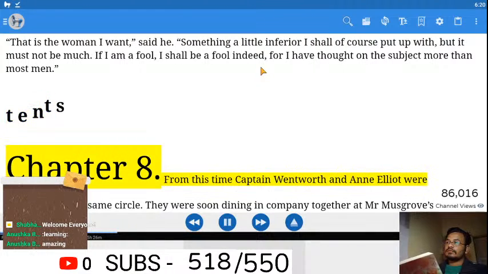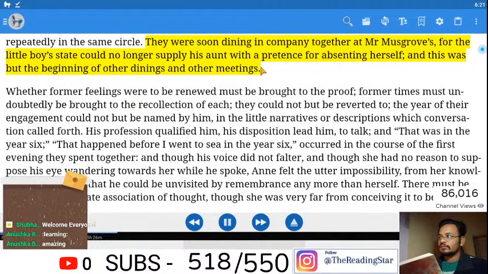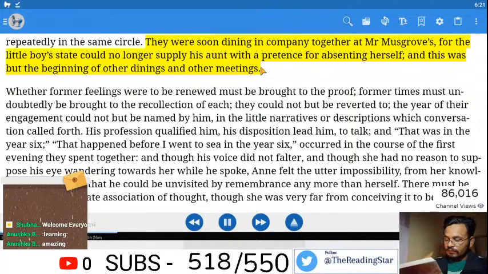Chapter 8. From this time Captain Wentworth and Anne Elliot were repeatedly in the same circle. They were soon dining in company together at Mr. Musgrove's, for the little boy's state could no longer supply his aunt with a pretence for absenting herself, and this was but the beginning of other dinings and other meetings.